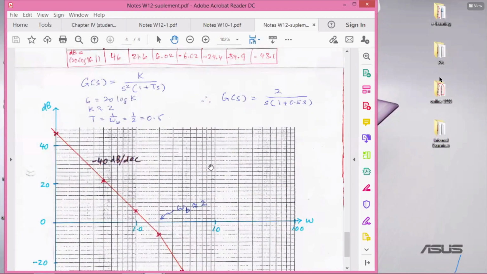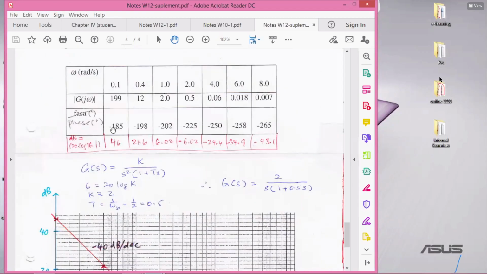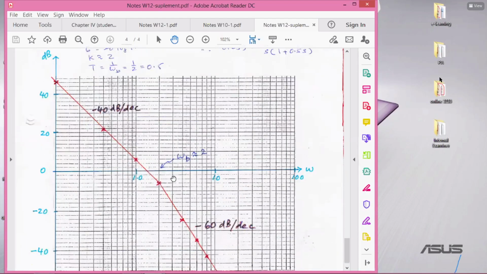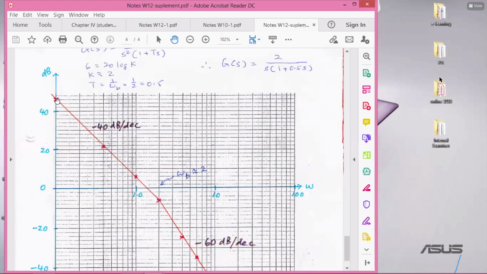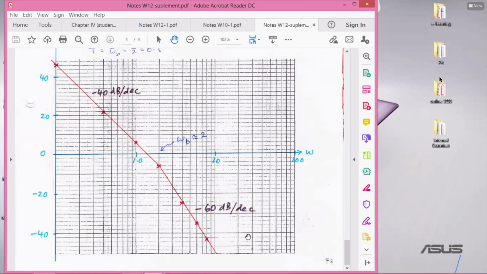Now with all those points, you need to approximate using straight lines. So for the first line, I join these 3 points together as a straight line up to the 4th point. So the slope here is negative 40 decibel per decade. And then here, join these 3 points together as a straight line, and you get the slope of negative 60 decibel per decade.